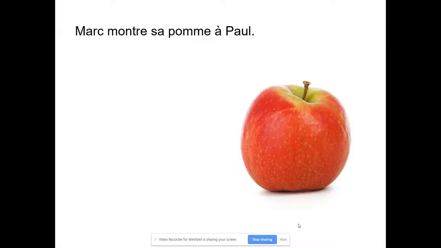Marc montre sa pomme à Paul. Mark shows his apple to Paul. What's my indirect object there? To Paul. À Paul. It's not me, it's not you, it's third person, therefore it's going to be lui. Marc lui montre sa pomme.